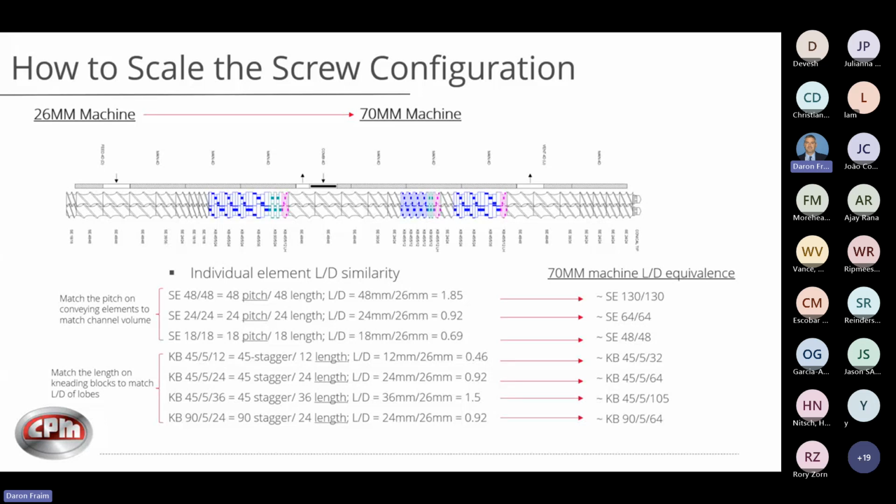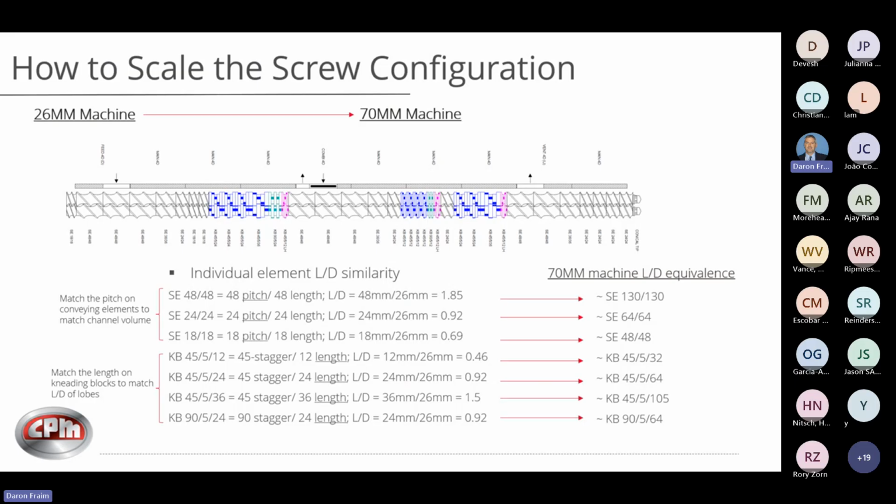Here we're going to look at conveying elements as the first step. The idea on the conveying elements is you want to match the same pitch. What that does is, from machine to machine, you're trying to match the channel volume in an effort to maintain the same degree of fill under similar conditions.